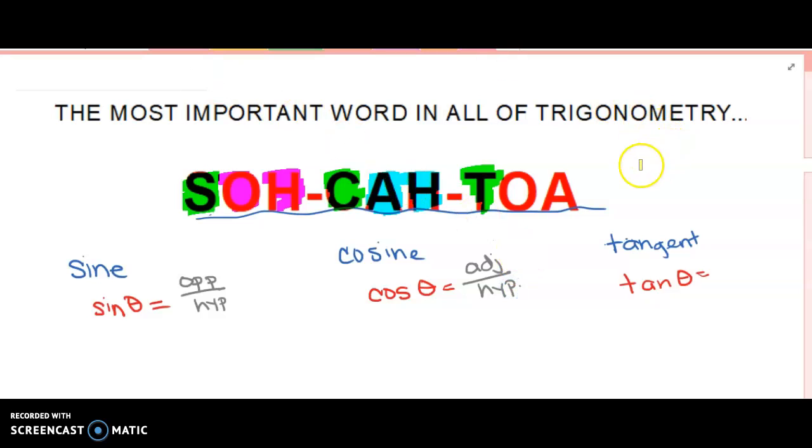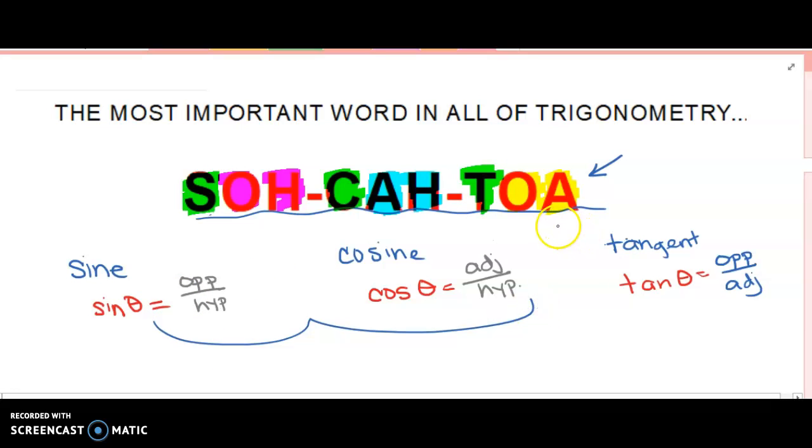And now I want you to go and figure out what my O and my A after tangent stands for. Okay, so my tangent of theta is opposite over adjacent. And if you can remember this, then you can remember these, and you're halfway to learning trig.